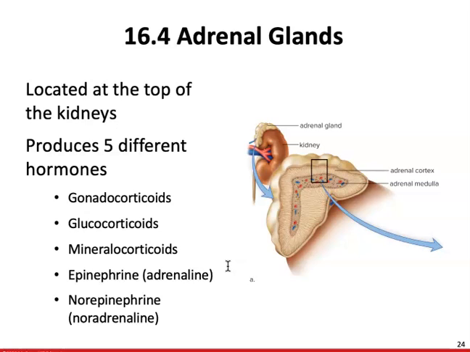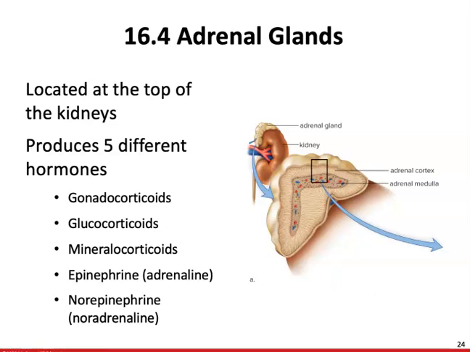We'll talk about all of the hormones in general. We have five different hormones that we're going to be concerned with. First, the gonadocorticoids. These are things like your androgens and estrogens. These will be secreted by the adrenal cortex in both males and females.